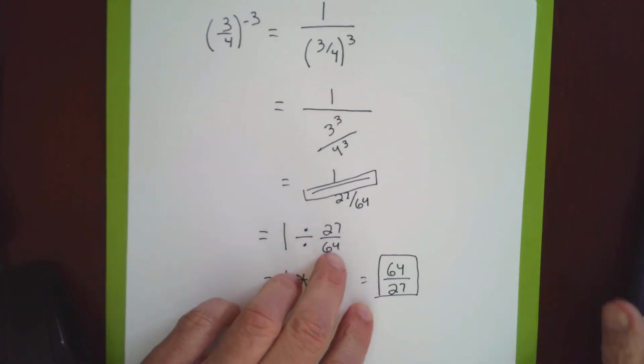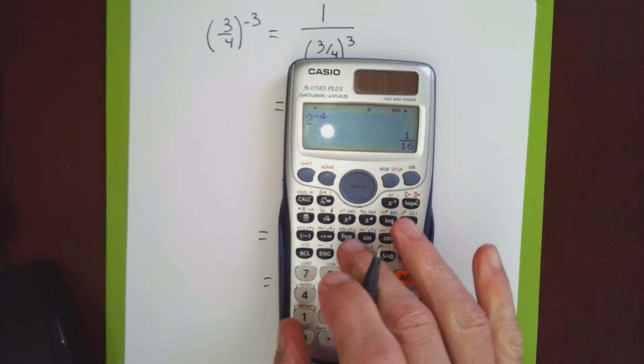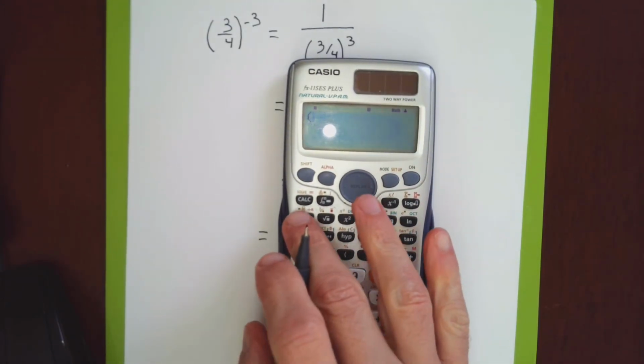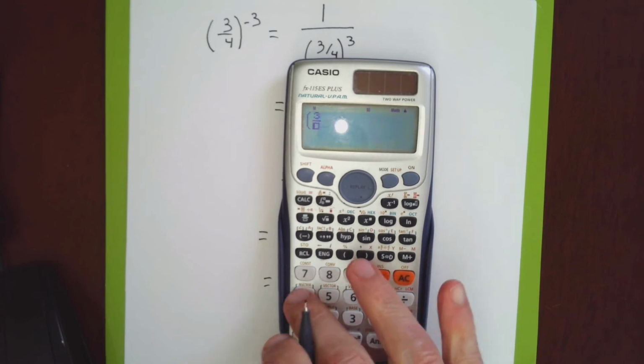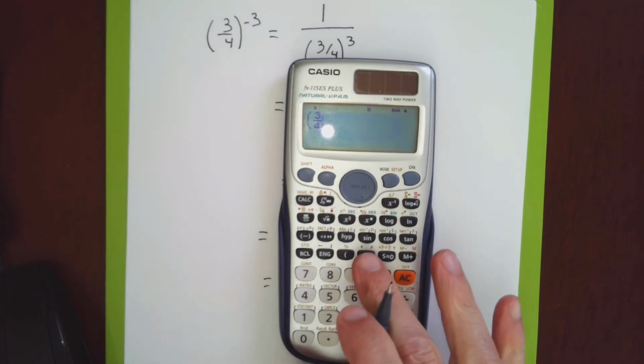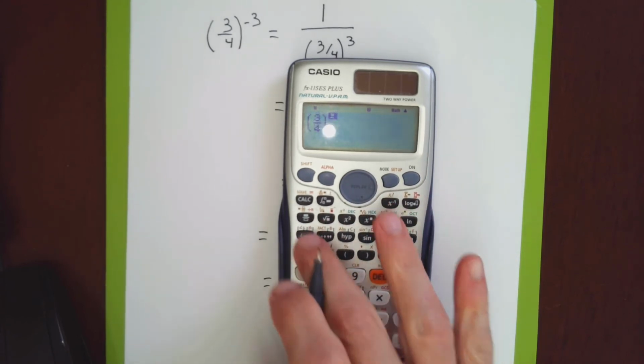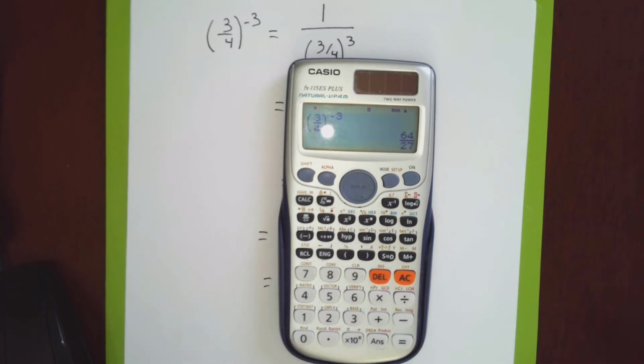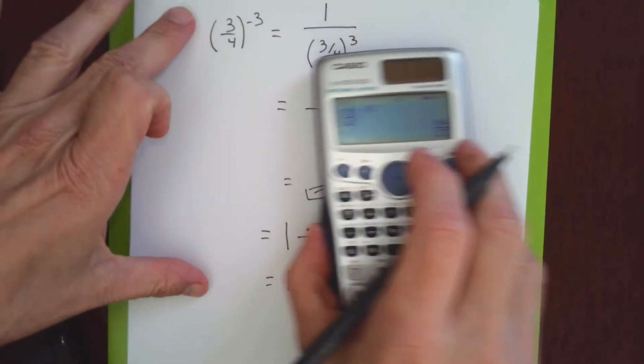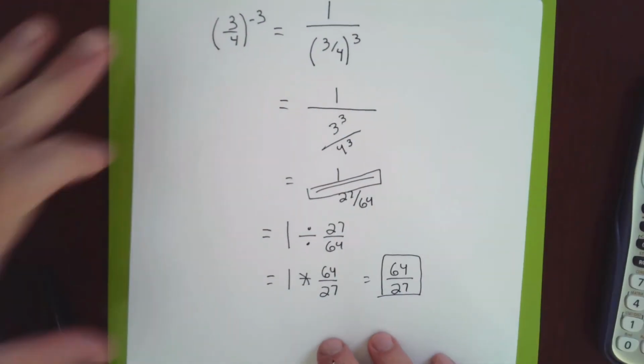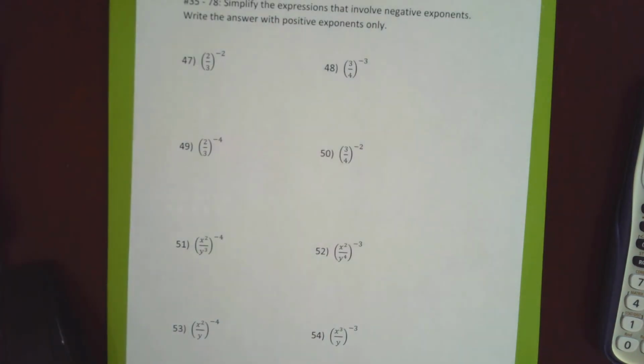This is the answer. If I had done this problem on my calculator, left parentheses, fraction, 3 over 4, get out of the denominator, right parentheses, exponent, negative 3. The answer is 64 over 27. This is the non-shortcut proper way to do it, but I could make a negative exponent rule for fractions.